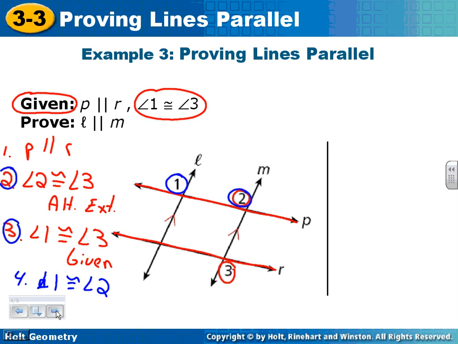That would make the lines parallel. That would make this line and this line parallel, because, kind of tilt your head sideways, angle 1 and angle 2 would be corresponding angles. So that would be the converse of the corresponding angles postulate. We'll talk more about this in class.